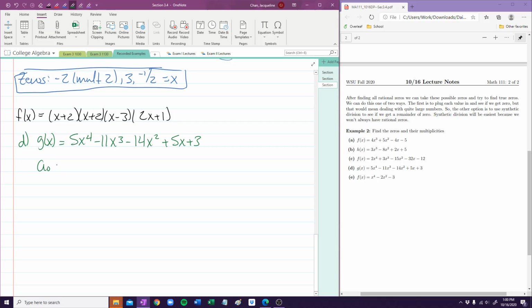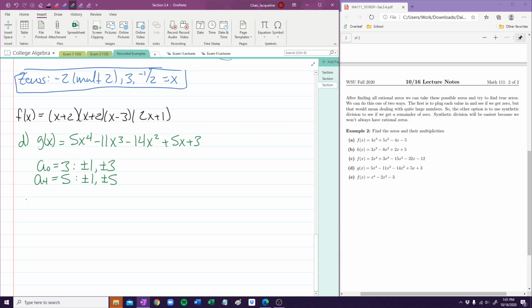So again, what is a naught? a naught is equal to 3. It is the constant. And then I can rewrite this as plus or minus 1, plus or minus 3. This is just a prime number, so I just have to deal with two numbers. Luckily, again, this is in decreasing order. So this is a 4th degree polynomial, and my leading coefficient is 5. Again, 5 is prime, so I can write this as plus or minus 1, plus or minus 5.